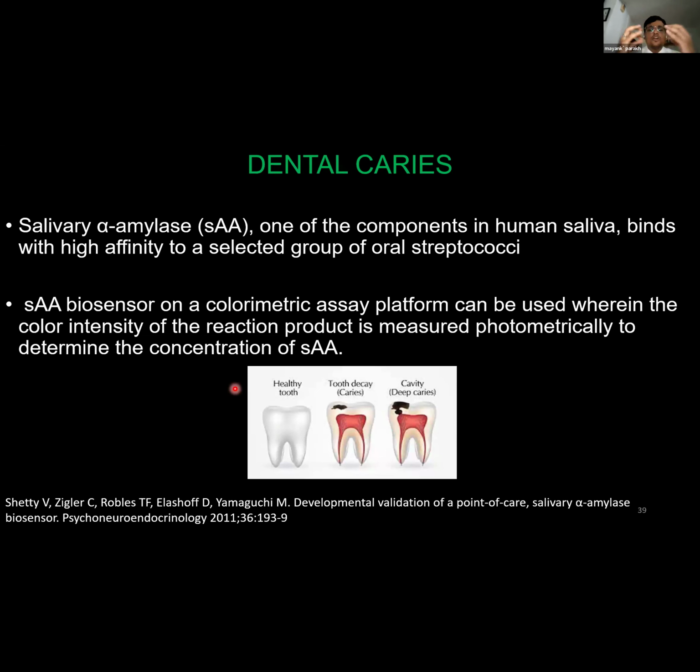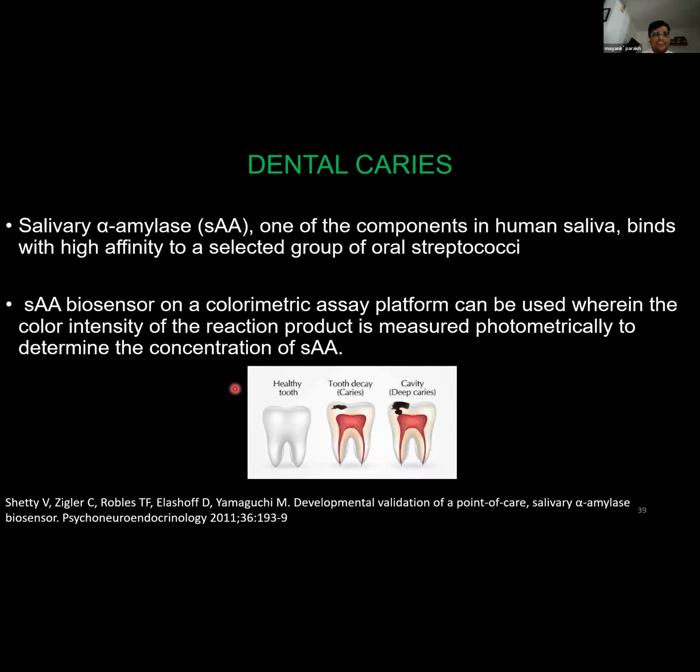So this is a common component in the human saliva, and this binds to the group of streptococci, Streptococcus viridans, basically, which is the main cause of coronal caries. So the higher the alpha amylase levels, the higher is the color that you get in the final biophotometry when you study. So basically, it's a colorimetric test.